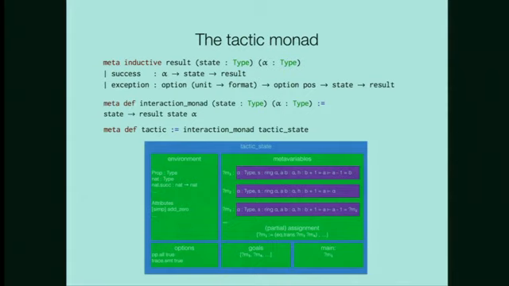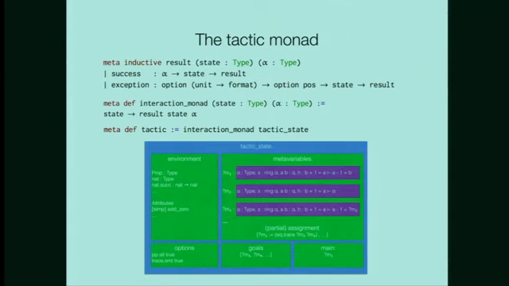You have two possible outcomes. A success, where you have a value alpha that was produced by your static, and a new state. And the second constructor is an exception. Optionally, you can have a thunk that gives you a description of the error. You can have an optional position saying where your static failed, and you have the state at the time of failure.